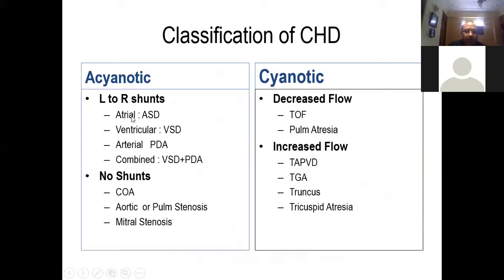Next comes what? We look at these kinds of shunts: atrial, atrioventricular, arterial, PDA, combined ASD, VSD, PDA, no shunts, coarctation, stenotic lesions. That's what we are going to talk about today. Then the next question comes: whom to sedate, whom not to sedate, whether to give sedation or no sedation. And believe my words, you need more sedation for mom and dad than for the child when you're doing a pediatric echo.